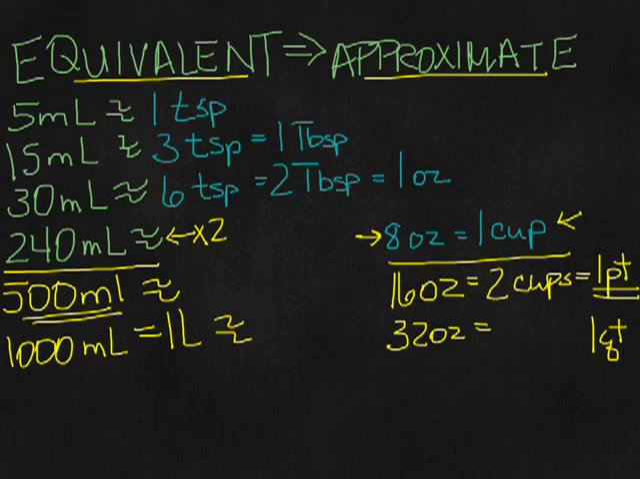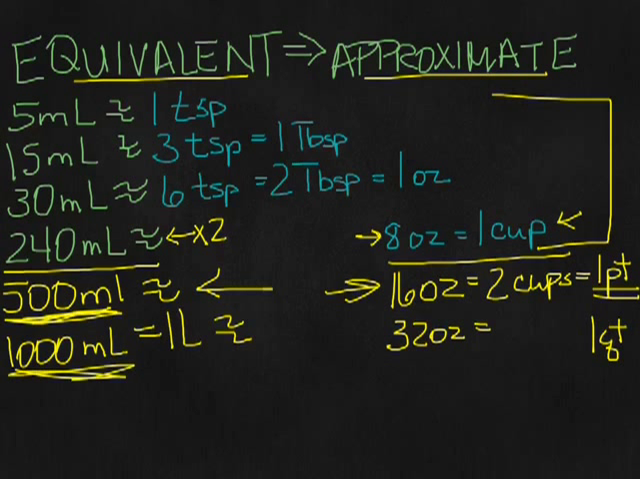The other thing is that you need to memorize. For this part, yeah, you can do the multiplication and division and figure out where you're going. But when we get to right here, multiplying 240 mils, which is 1 cup, times 2 will not give us the 480 mils that is the equivalent of 16 ounces or 2 cups. It is 500 mils. So memorize this and this.